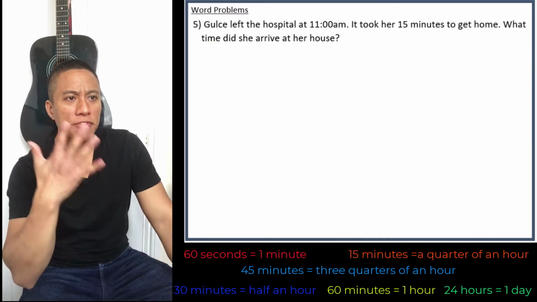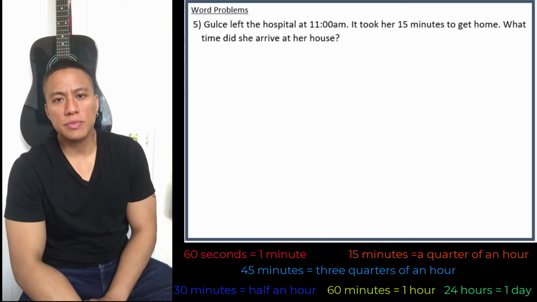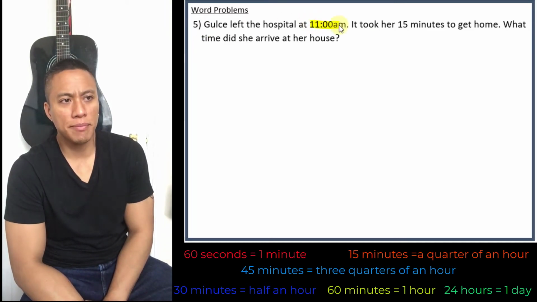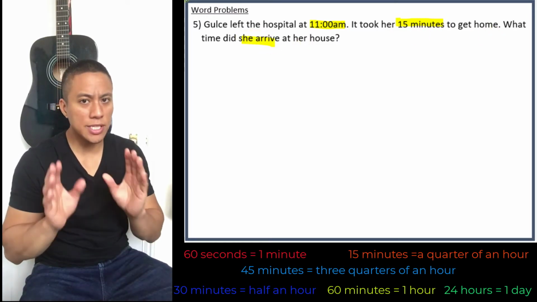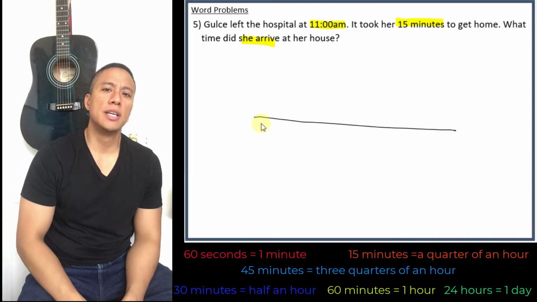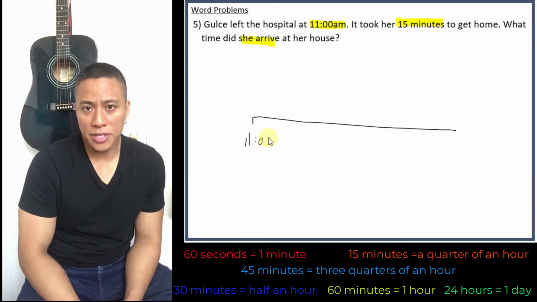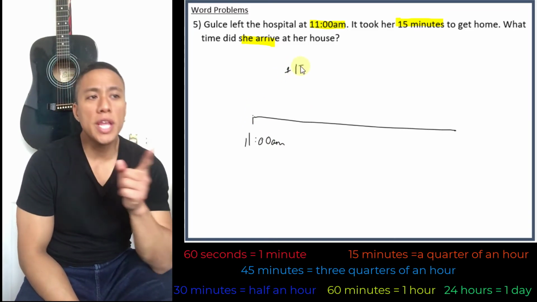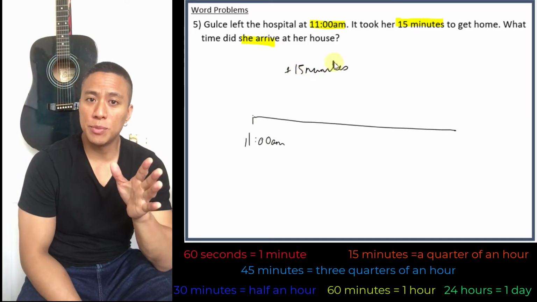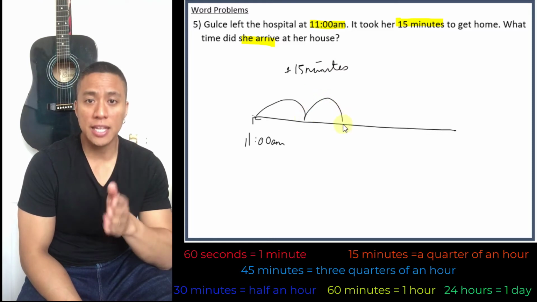Question number 5. Gulje left the hospital at 11 a.m. and it took her 15 minutes to get home. What time did she arrive at her house? So we're not counting in hours, now we're counting in minutes. So here's our timeline, 11 a.m. and then we are going to count 15 more minutes. 5, 10, 15.